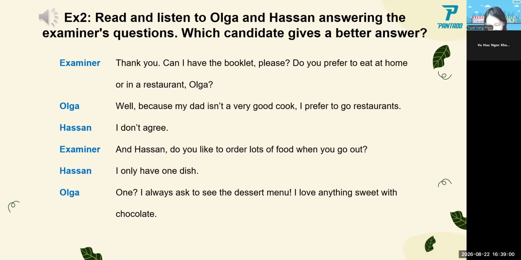Do you prefer to eat at home or in a restaurant, Olga? Well, because my dad isn't a very good cook, I prefer to go to restaurants. I don't agree. And Hassan, do you like to order lots of food when you go out? I only have one dish. One? I always ask to see the dessert menu. I love anything sweet with chocolate.